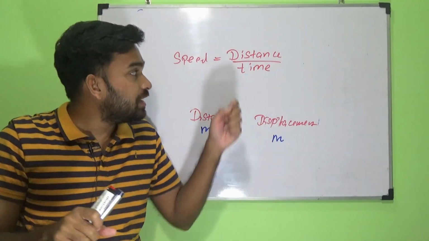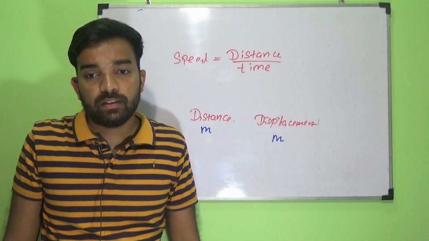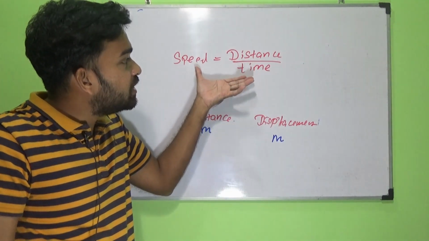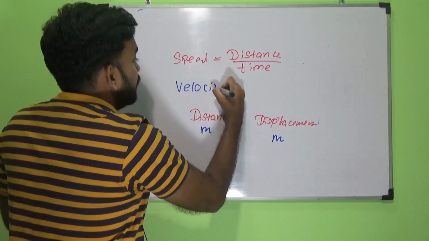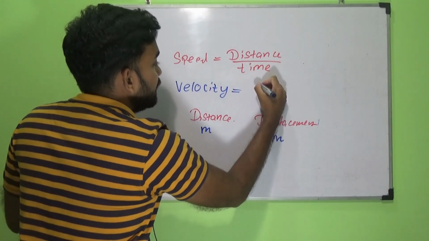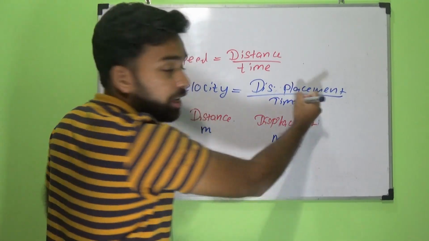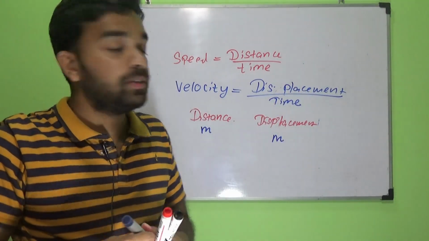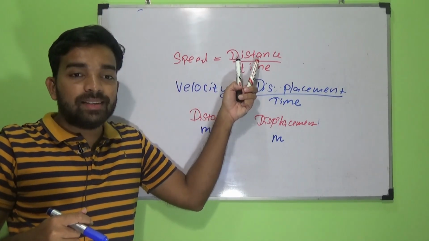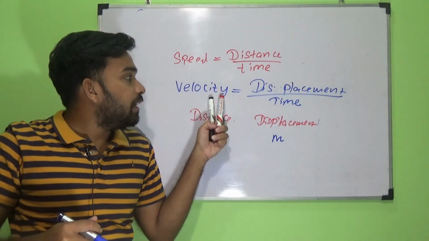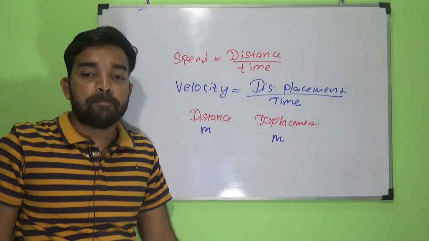We don't have a specific direction for this distance, right? But when it comes to the velocity, it is displacement divided by time. If you don't understand, please put me a message, okay? So speed is equal to the distance divided by time, and velocity is equal to the displacement divided by time.